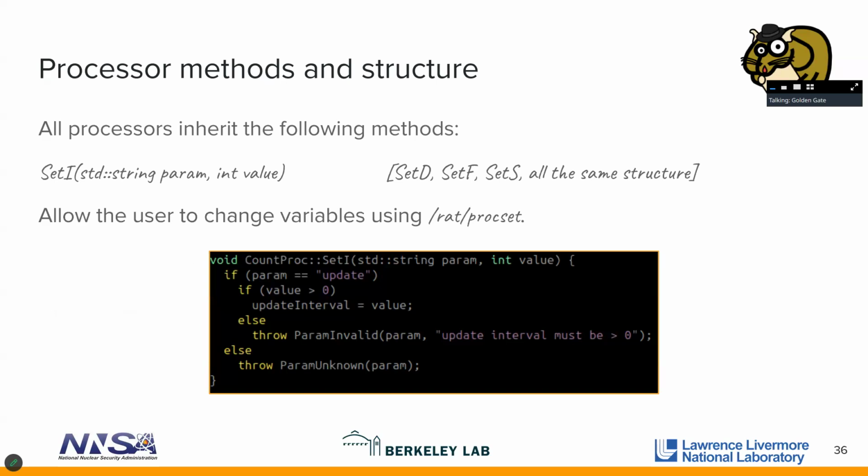As I just mentioned, the set methods are pretty straightforward. Again, you can see from the count processor a very specific example. It allows the user to change a parameter in your processor using ratpac-two. I won't go into too much more detail, because if you want to play around with it, just look at the count processor code.